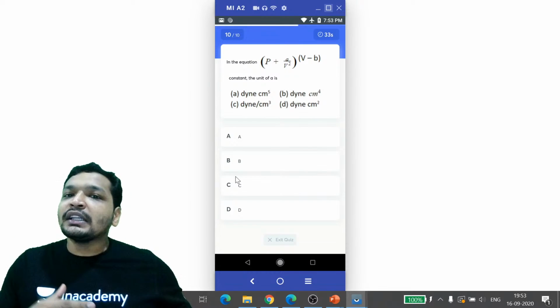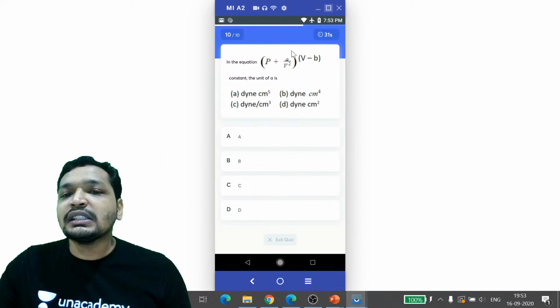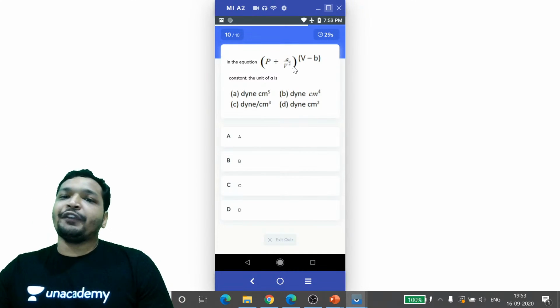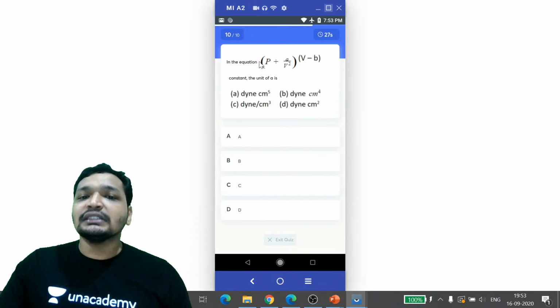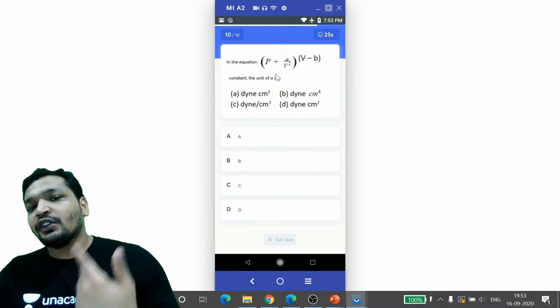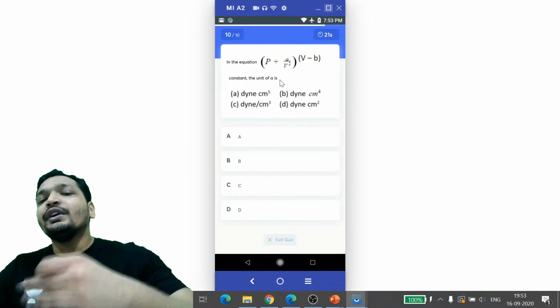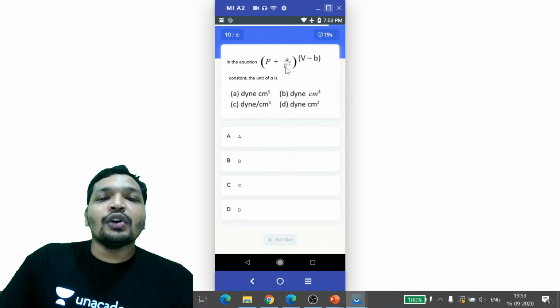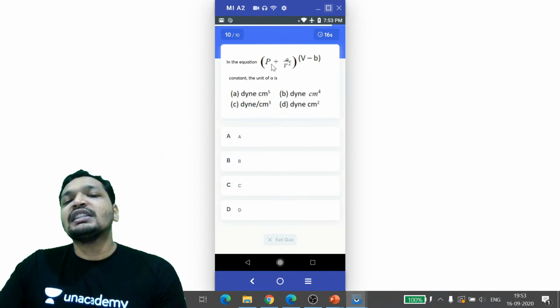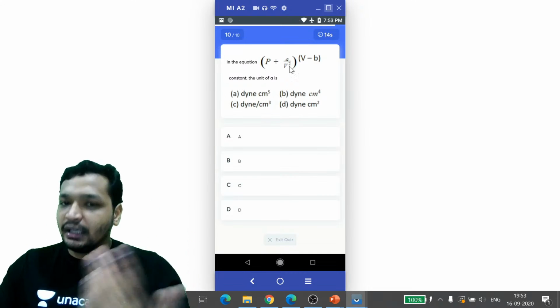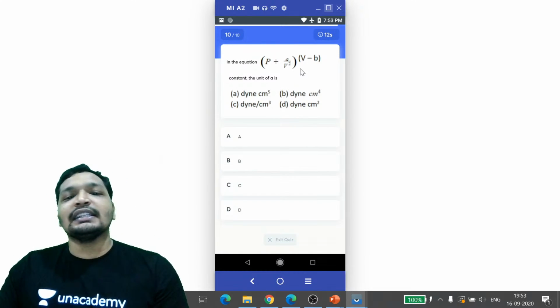To add two quantities, they must have the same dimensions, and this is the real equation, not of an ideal gas, but of a real gas. You add PV is equal to nRT, but this is how it should have been looking. So A by V square should have the same dimensions as pressure. Isn't it, students? Yes, it should.